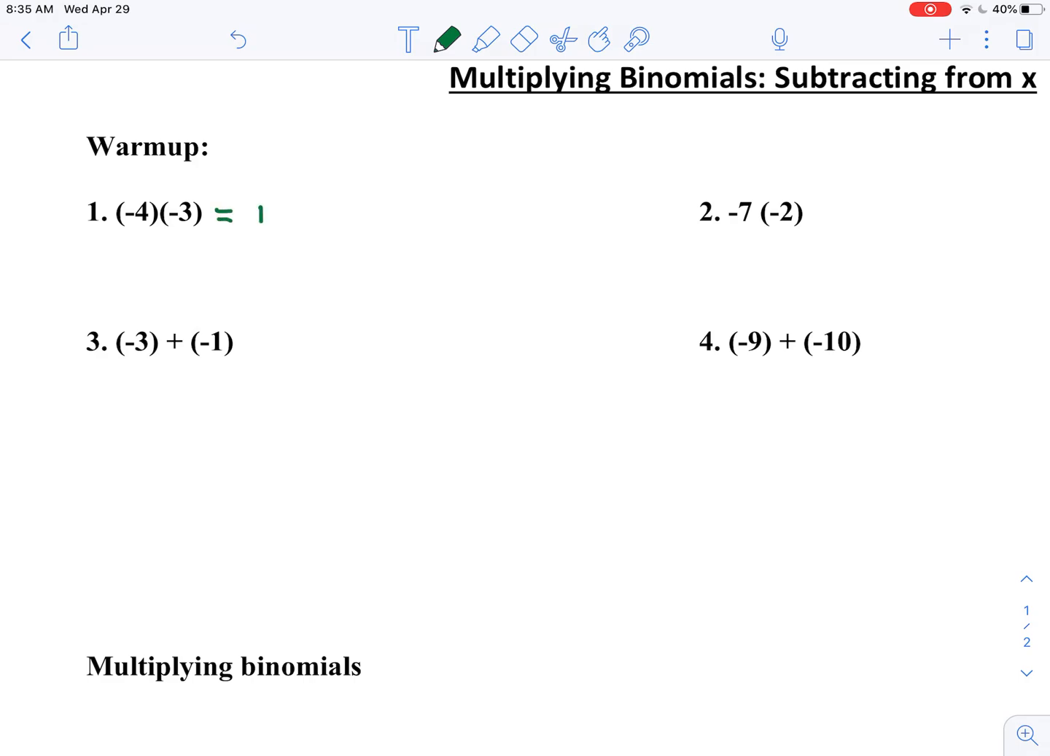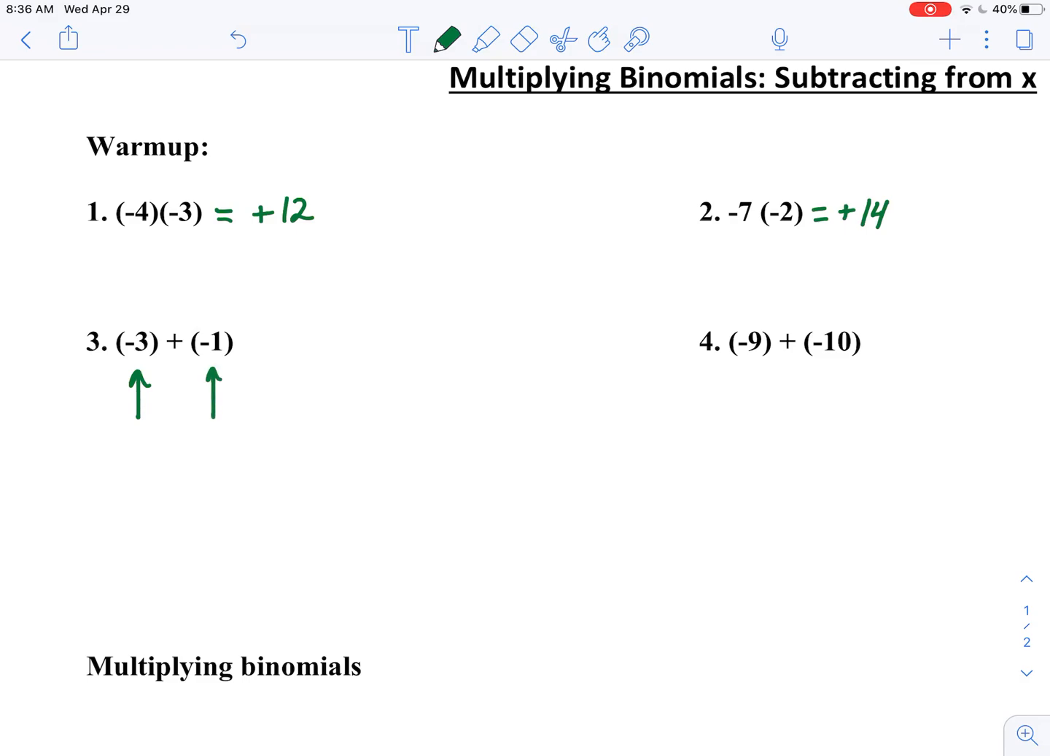So I want to warm up with multiplying two negative numbers and adding two negative numbers. Here I've got -4 times -3. When I multiply two negatives together, they become a positive. So -4 times -3 equals a positive 12. And same thing for number 2: a negative times a negative is going to give me a positive, and 7 times 2 is 14.